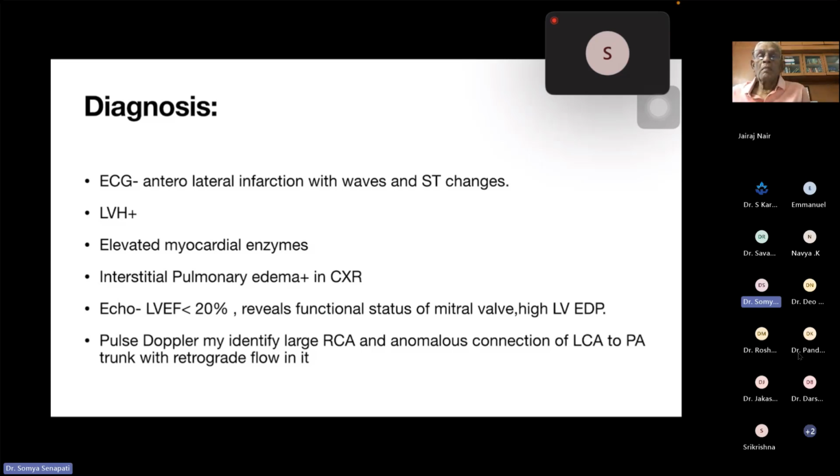On echo, they will present with overt reduction in the LV function, mostly less than 20%. We can see the functional status of the mitral valve, which mostly results in a regurgitant component, and they will have high LV end diastolic pressure. A pulse Doppler in echo may identify a large right coronary artery and anomalous connection of the left coronary artery to the PA trunk with retrograde flow in it.